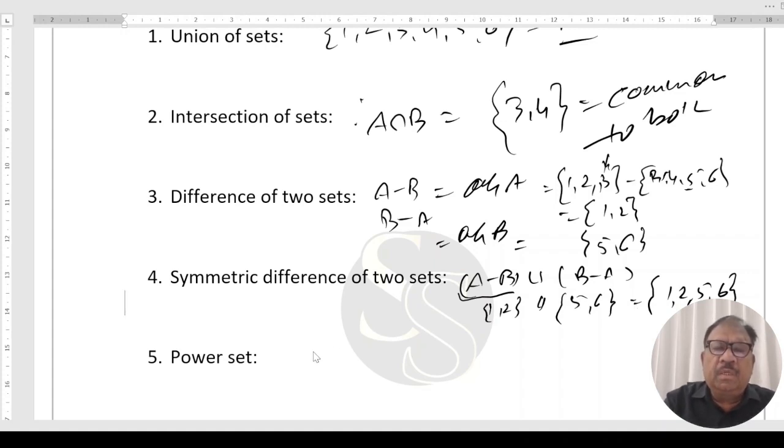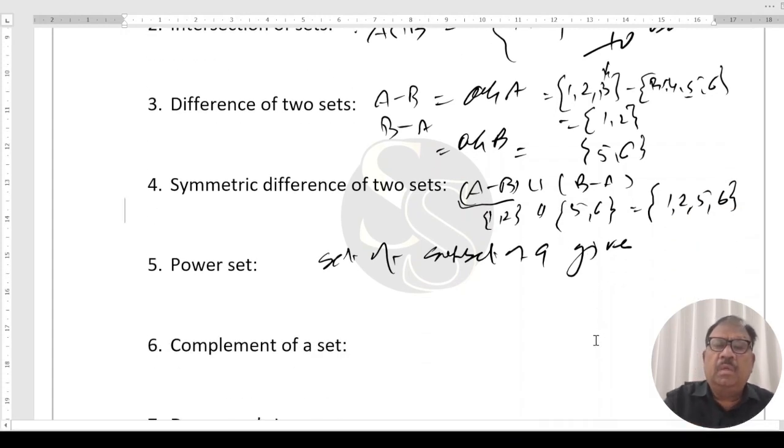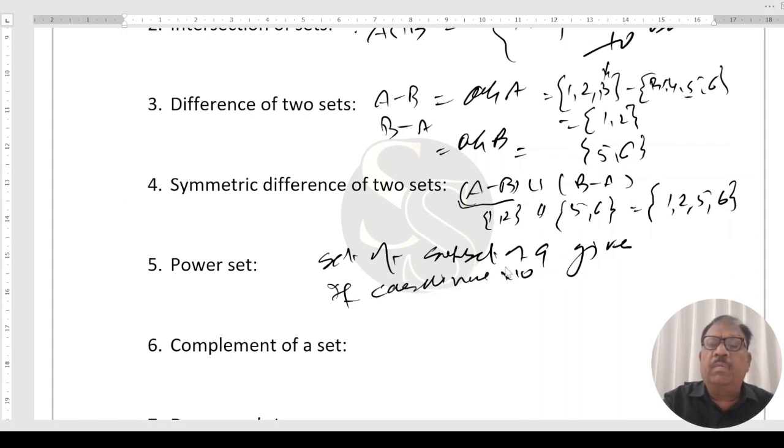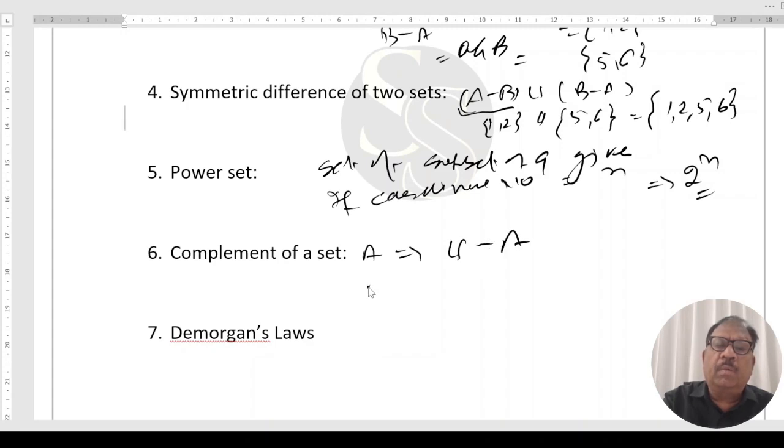Power set is the set of all subsets of a given set. If the cardinal number, that is, the number of elements in the set is n, the power set will have 2 to the power n elements. Complement of set. Complement of set A will be U minus A. Complement of set B means U minus B.